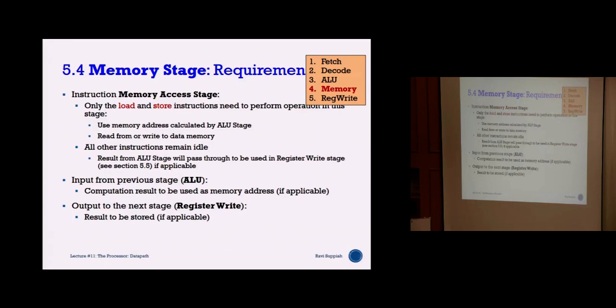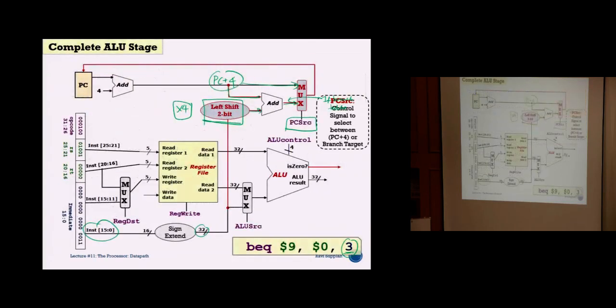The PC will be updated after the ALU stage, correct? After I get this answer, then I can generate the PC source. That link is not yet discussed here. So after the ALU stage, when I get the result of whether the comparison is zero or not zero, I will know what value to set for my PC source, to decide whether it's the next instruction or the new branch target.